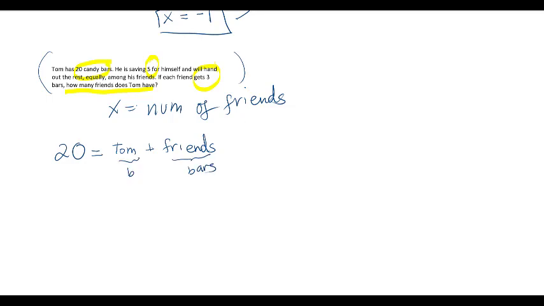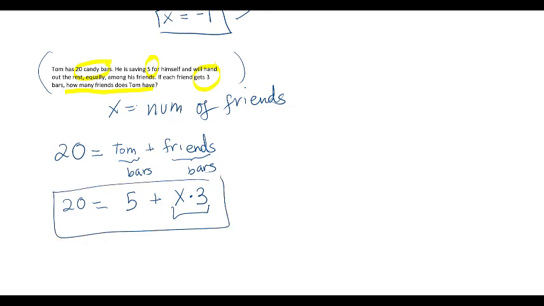Bars and bars. Okay, so 20 equals, now Tom is going to eat 5 bars, right? He's saving 5 for himself. And he will give 3 to each of his friends. So if he has X friends, he will give each one of them 3. So overall, he's going to give away X times 3, right? Because each friend will get 3 bars. So just by repeating this question and translating it into math, we now have an equation that we can solve.